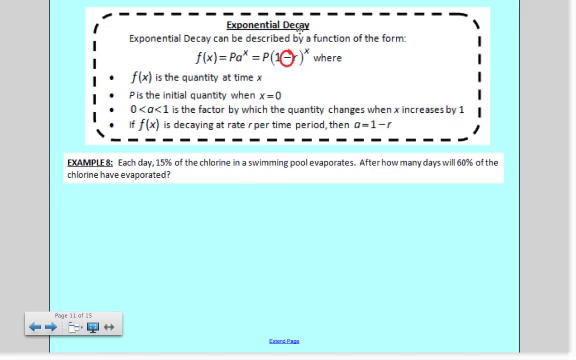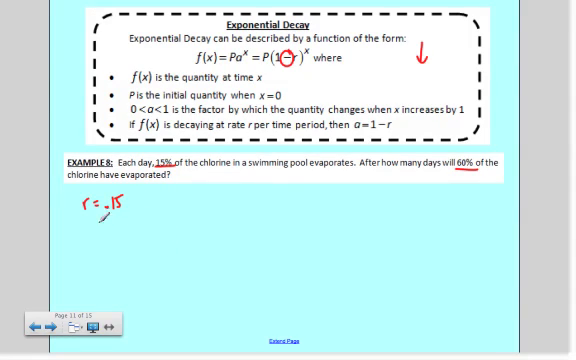Okay. This is an exponential decay, so it's going down. All right, so the 15% of the chlorine in a swimming pool evaporates. So this is a percent, this is a rate. So our R is going to be 0.15. After how many days will 60% of the chlorine have evaporated? Well, this has 2 parts.